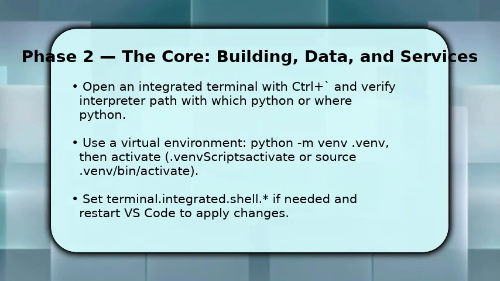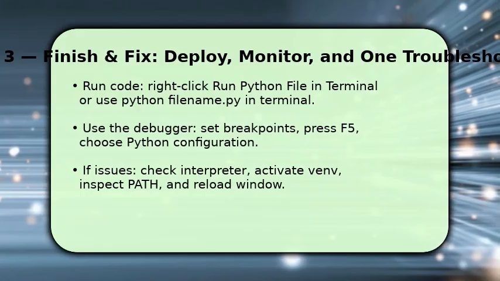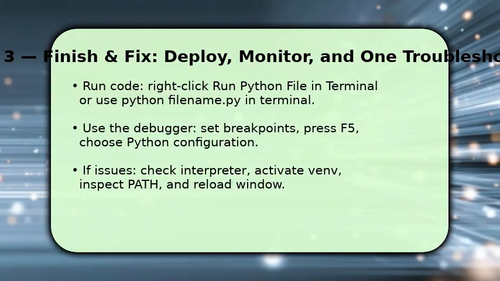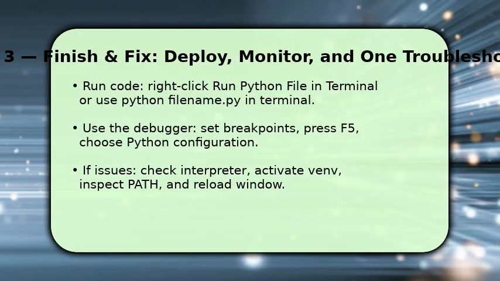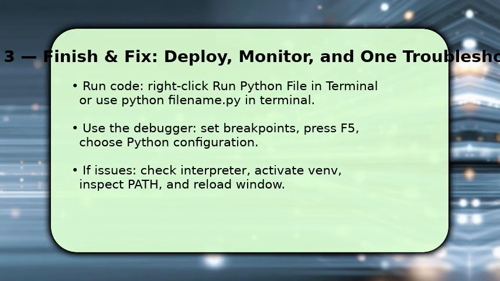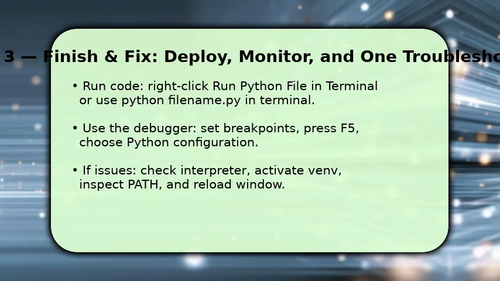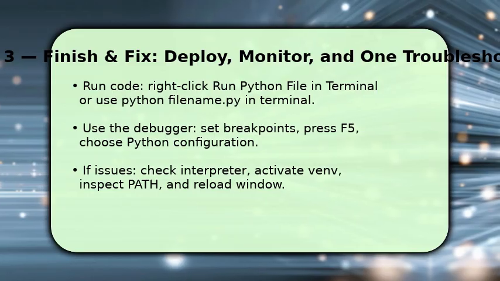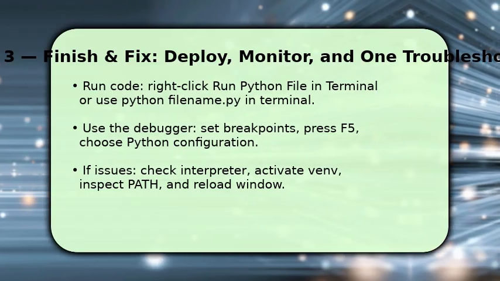To execute code, right-click and choose Run Python File in Terminal, or type python filename.py, because that runs in the integrated terminal you just configured. For deeper inspection, set breakpoints in the gutter and press F5 to launch the debugger. Choose the appropriate configuration for your script.